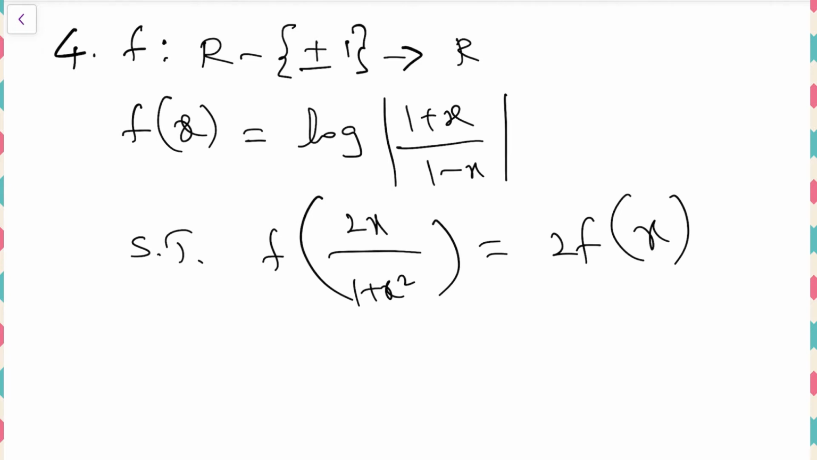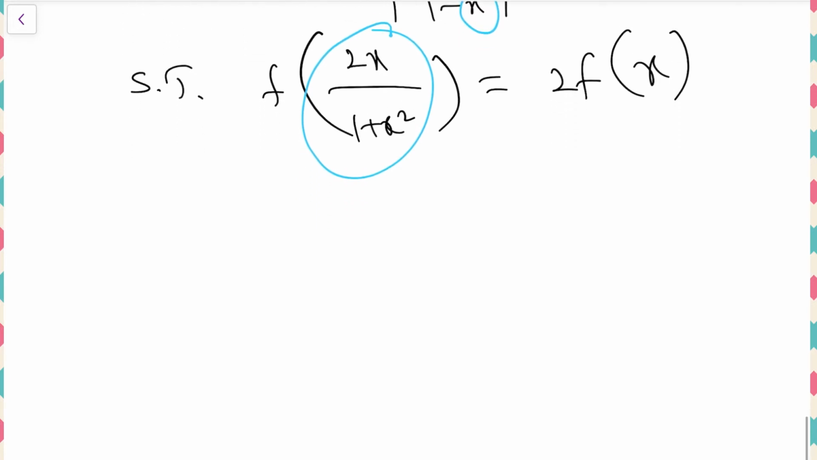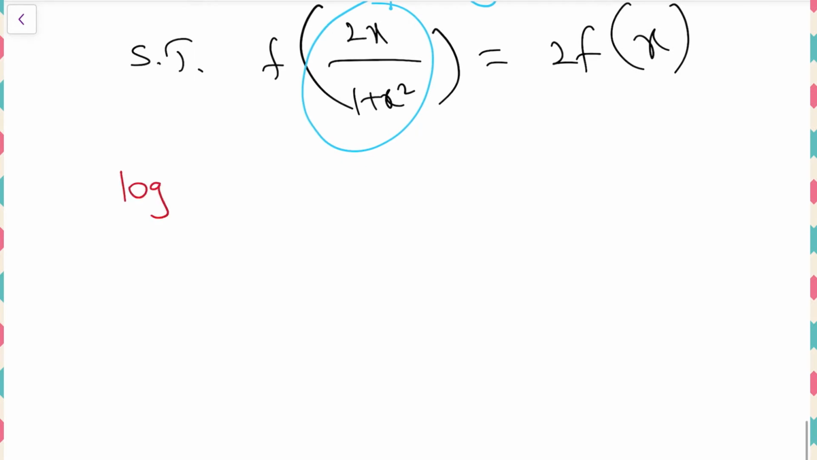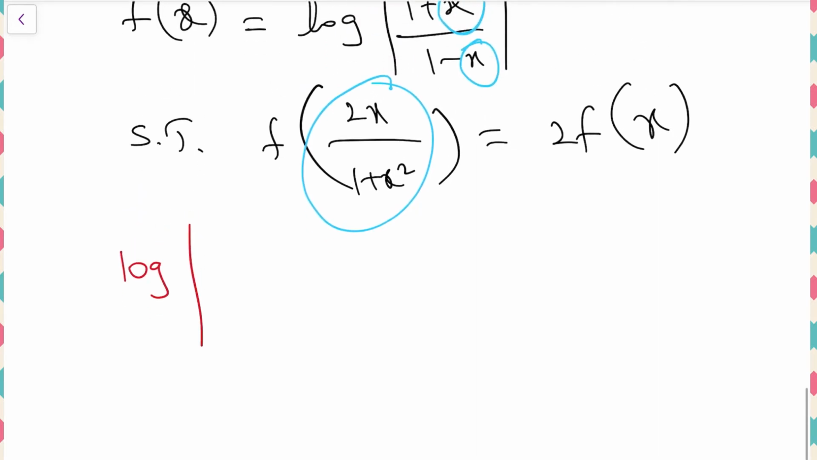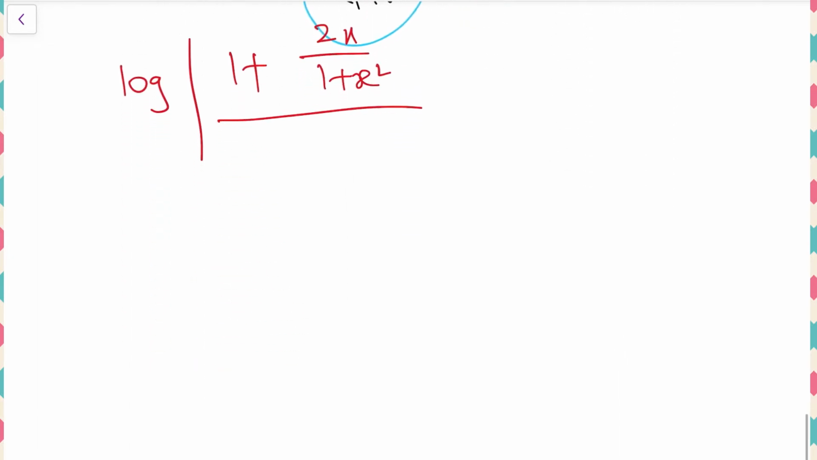So in the given function, wherever we have x, in that place we need to substitute this total, that is 2x by 1 plus x square. Let us check it out now. Log modulus, we have 1 plus, in the place of x, 2x by 1 plus x square, divided by, we have 1 minus x in the denominator, 1 minus 2x by 1 plus x square.